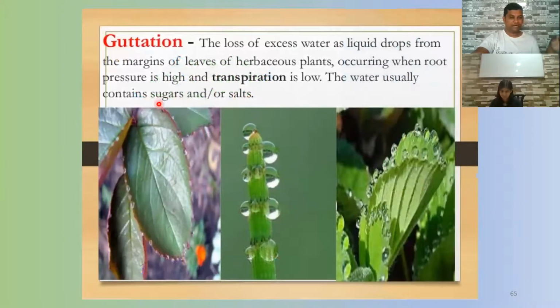Look, along with transpiration there is a process associated with it, called guttation. Have you seen this anytime? What is visible in these photos are droplets. You can see water droplets on the leaf margin. In the winter season you will be able to see it more.